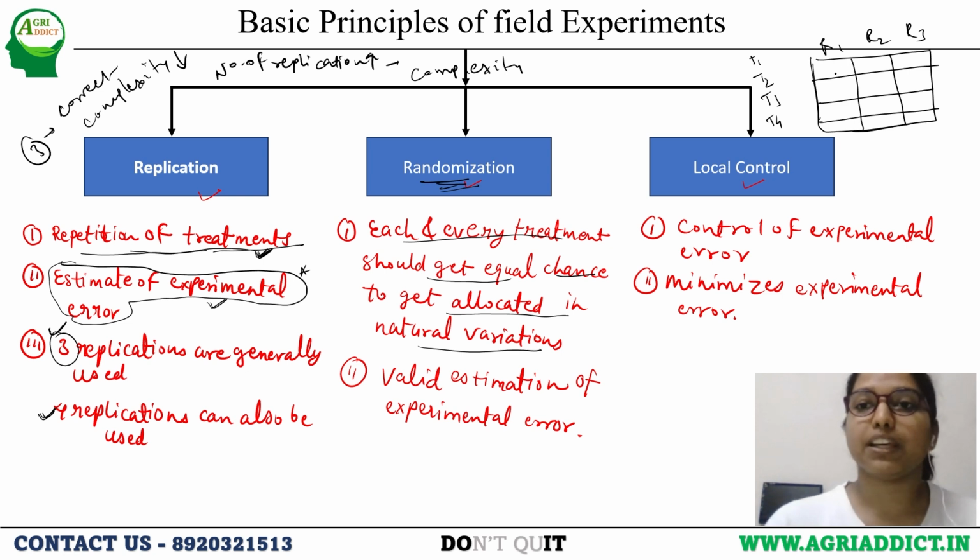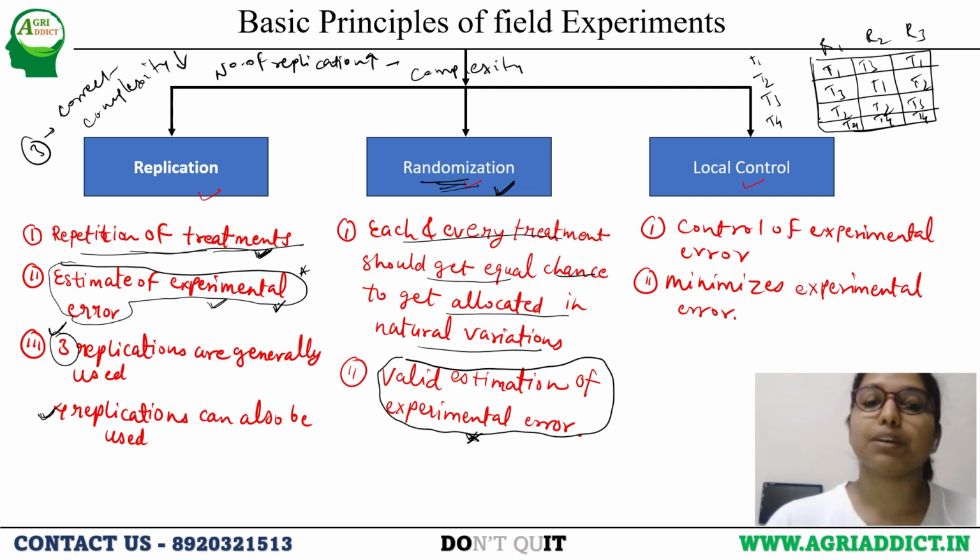In the first replication, we'll randomly allocate so that each treatment has an equal chance to get allocated to any particular plot. Say in R2, we are keeping T1, T2, T3, T4 randomly. This is called randomization. Each and every treatment should get an equal chance to get allocated in natural variation. What is the use of randomization? Replication provides an estimate of experimental error, but randomization provides a valid estimate of experimental error.